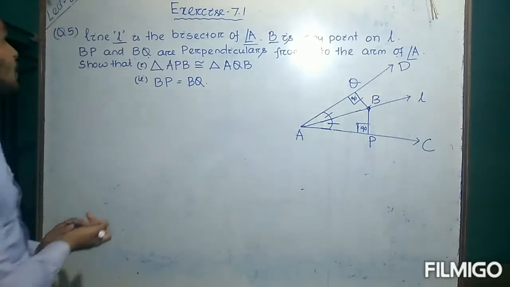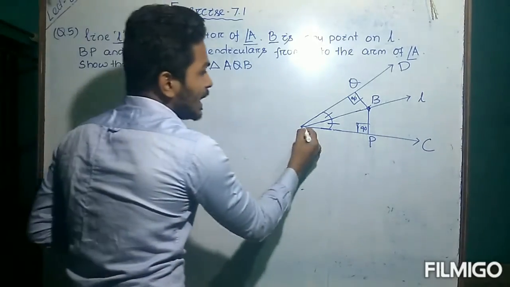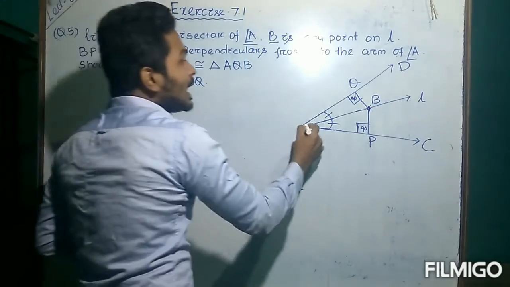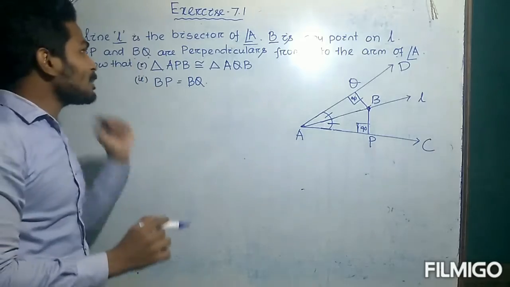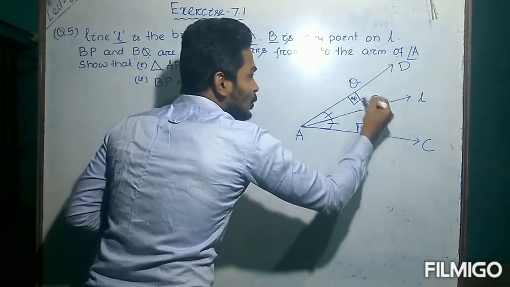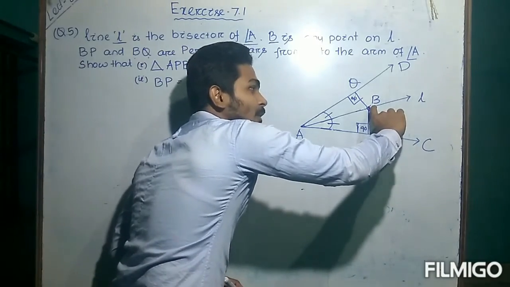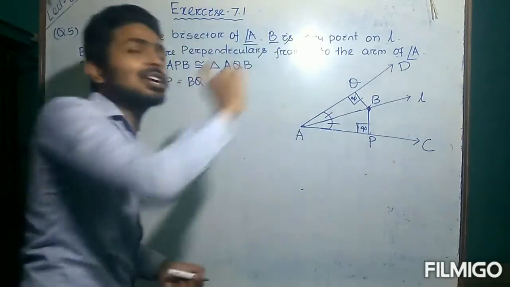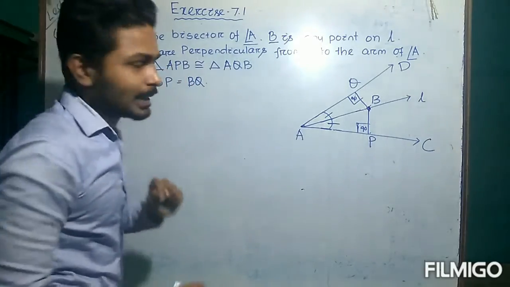Now you have to show that the triangle APB, this triangle, and the triangle AQB are congruent. This is the first statement we have to prove, and the second statement you have to prove is that BP is equal to BQ. It means the perpendicular distances from B to AC and from B to AD are equal. Okay, so let us first prove the first statement.